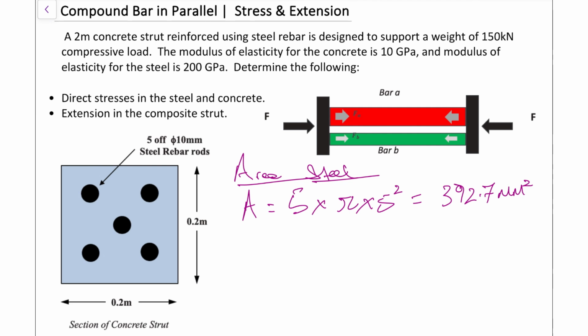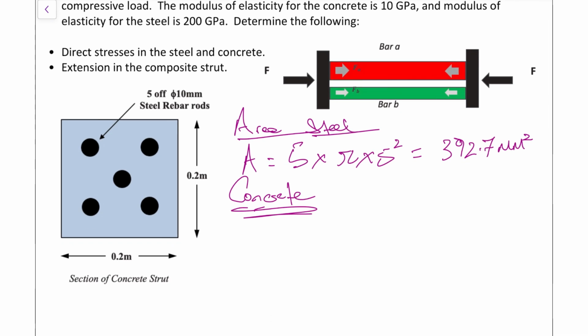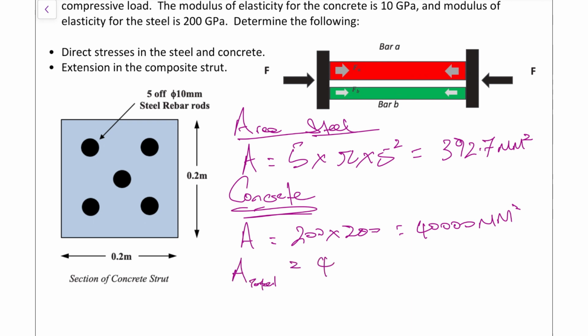And then now for the area of the concrete. So for this one, we have 200 by 200. So for this area, when we do our 200 mil by 200 mil, we're going to get 40,000, of course. However, because the steel rebars take up some of the area, we have to remove that. So what we have to do then is to subtract the area of our steel from the concrete. So then final area is equal to our 40,000 minus that 392.7. That gives us our final area for the concrete.